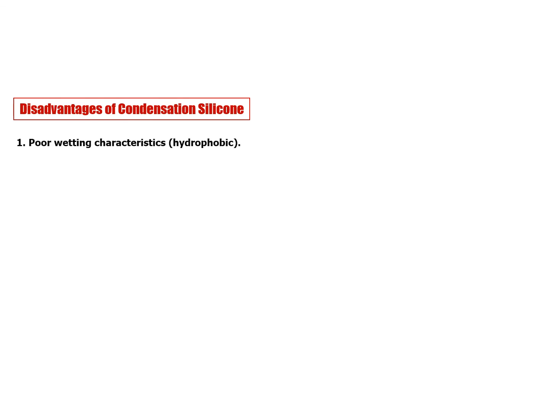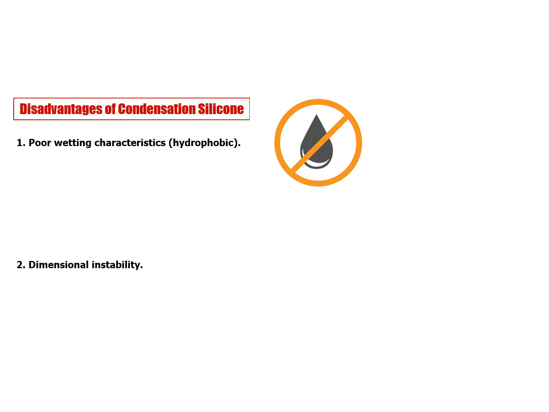Still, it has shortcomings or disadvantages. The main disadvantage is the poor wetting characteristics. The material is hydrophobic and the material is dimensionally unstable. This is because of the mode of polymerization of the material that gives off ethyl alcohol as a byproduct, whose evaporation from the set material will result in contraction.